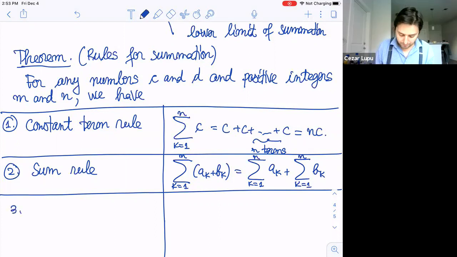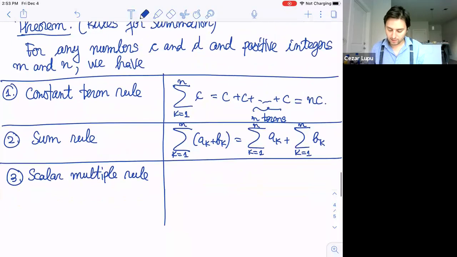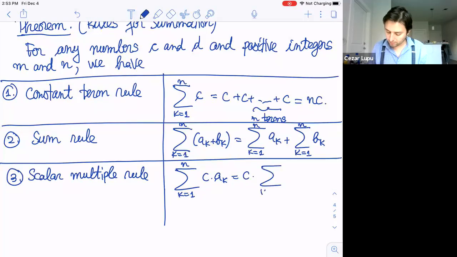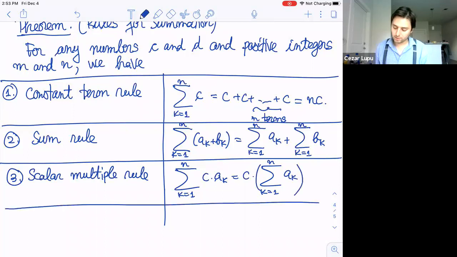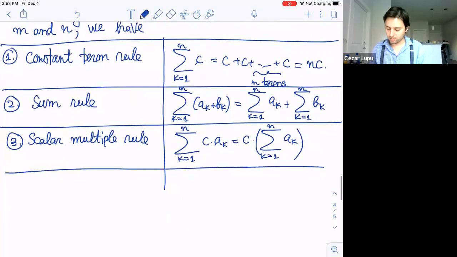Now we have the scalar multiple rule. It says that the sum of C times ak, k equals 1 to n, is nothing else than just C times the sum of ak from k equals 1 to n. So we can write it like this. Okay, so you can take the scalar out. So that's what you need to know.